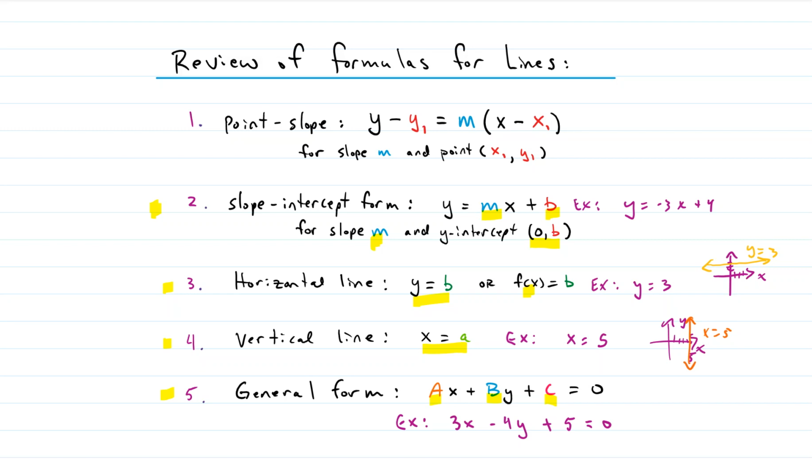You literally could read off the slope and the y-intercept from this. So the slope would be -3, and your y-intercept would be (0, 4). So I think the slope-intercept form is super, super helpful. It almost fights for the number one place.